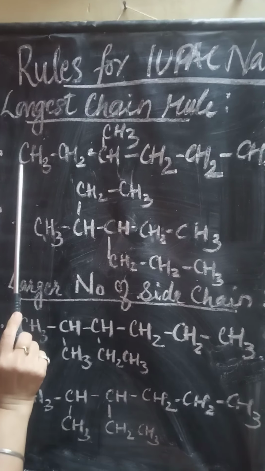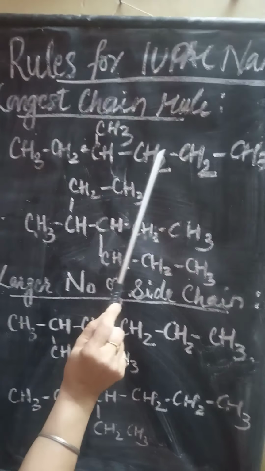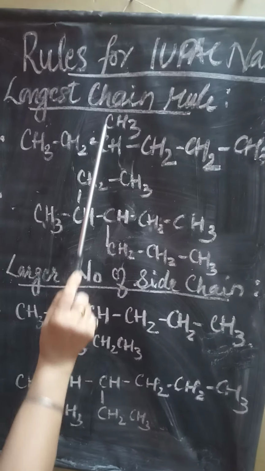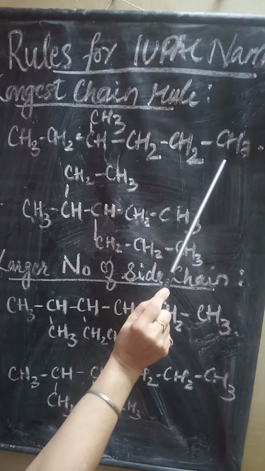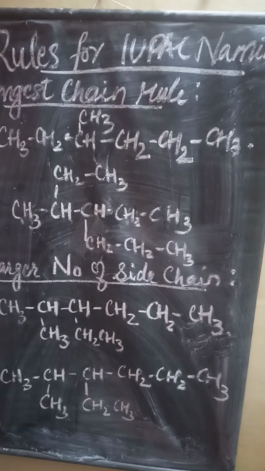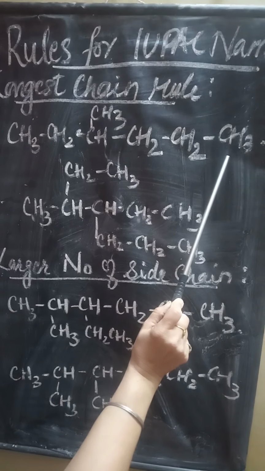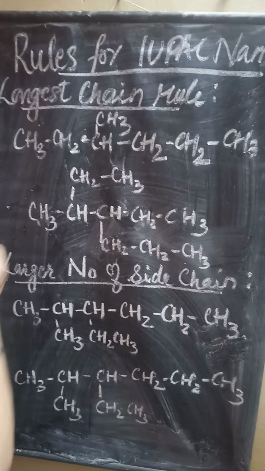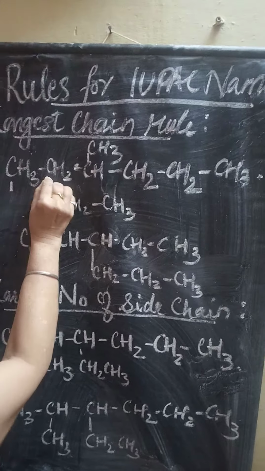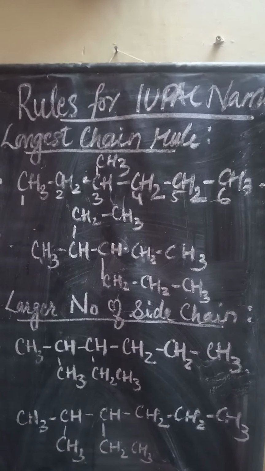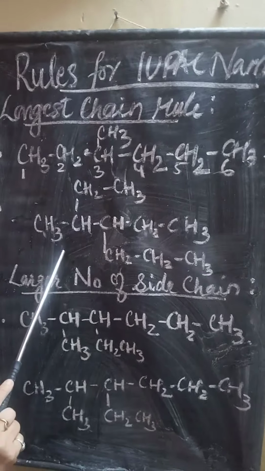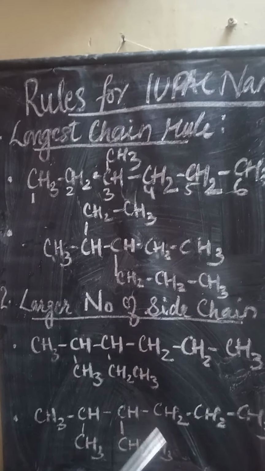So if we take this chain, 1, 2, 3, 4, 5, 6, it is a 6 carbon chain. But if we consider this one, 1, 2, 3, 4, 5, there are 5 carbons in this chain. So we will consider the one which has the larger number of carbon atoms. So we will start numbering from here: 1, 2, 3, 4, 5 and 6.